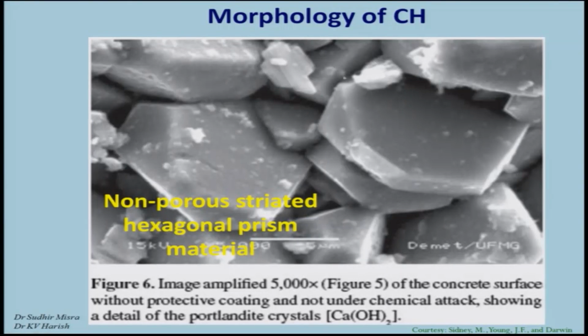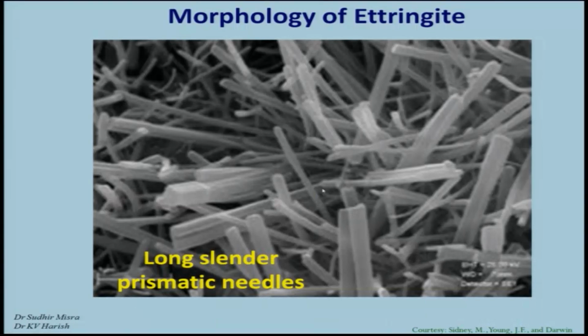The second one is the morphology of calcium hydroxide, and it is explained as non-porous, striated, and you also have hexagonal prisms. So, these appear like hexagonal prisms, and it is non-porous and striated. And the third one is ettringite, where you see a prismatic, needle-like structure which is long and slender.